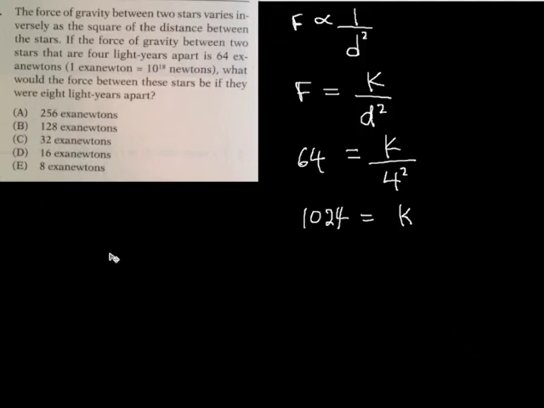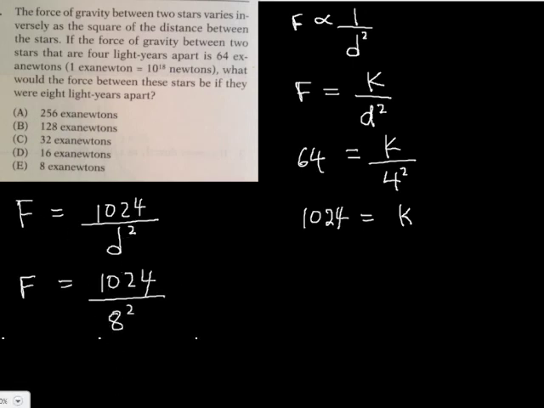Once you know what the constant is, you can go back to the original equation and rewrite the equation with the constant value in there, replacing the K. So the new equation becomes force is equal to 1024 divided by D squared. Go back to the question and see what the question is asking. The question is asking for the force between the stars if they are 8 light years away. So we know that the distance is 8. 8 squared is 64. So plugging the numbers in your calculator, you will get force is equal to 16, and the correct answer is D.